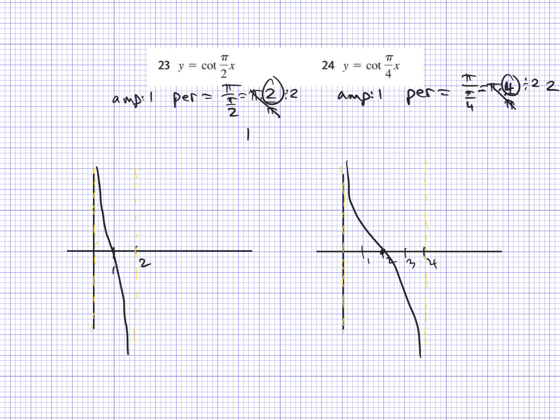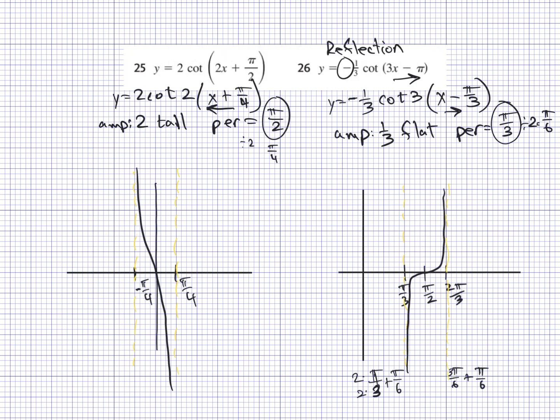That was pretty simple. Here we got pi over 4. So that's 4 units. So our period is 4 units long. Divide it into 2. That's every 2. So there's 2, and there's 2. And you draw your cotangent curve.